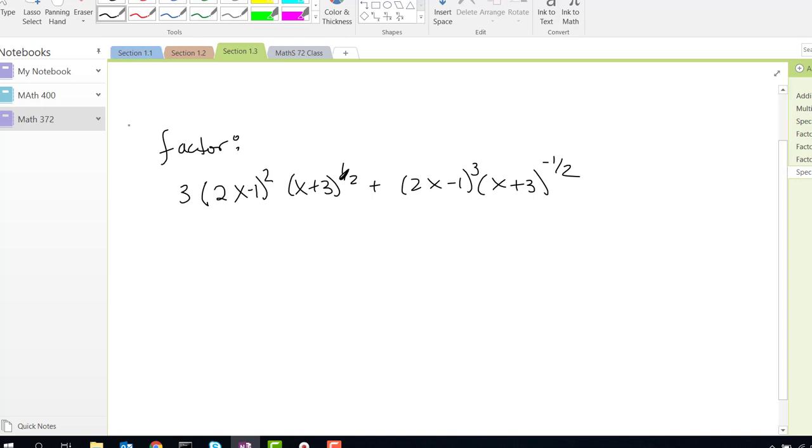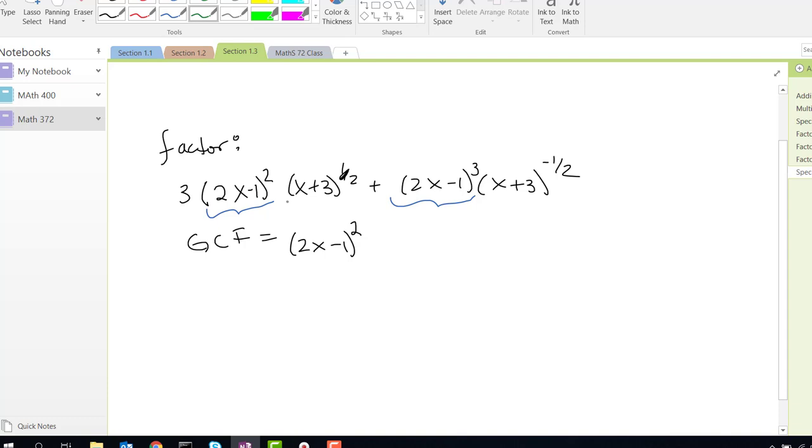So here, our GCF. Looking at the 3, I don't see any other coefficient, so 3 is not part of the GCF. I do see a (2x minus 1) squared and a (2x minus 1) cubed. So we're going to take the one with the smallest exponent. My GCF is going to contain (2x minus 1) squared, because that is the smallest exponent.